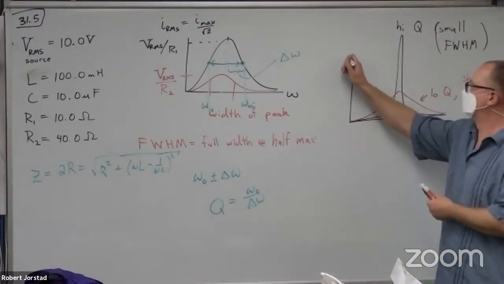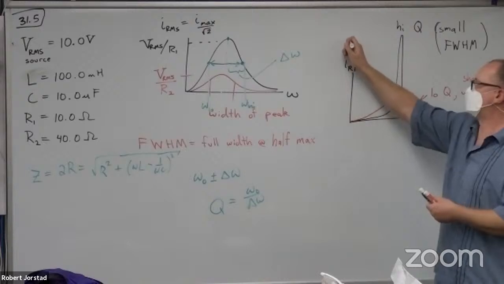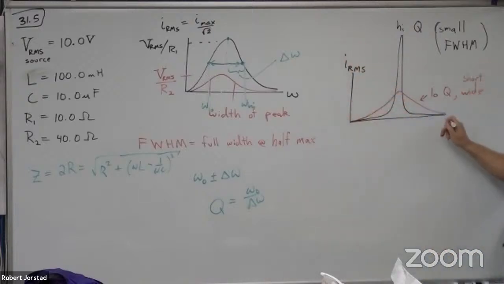And I should be clear here. What am I plotting? IRMS or Imax, whatever. It's the same thing, right? And this is omega.